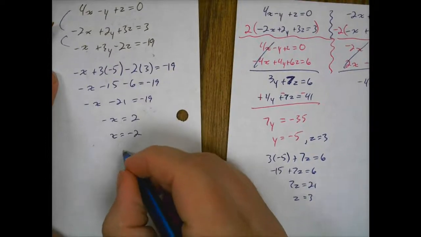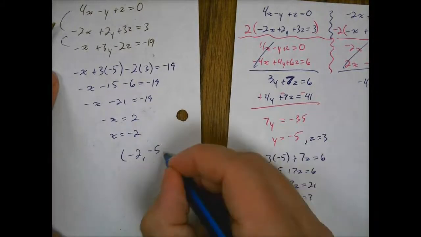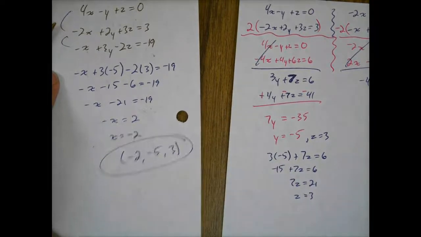And write this as a beautiful ordered pair where we have x, y, z in order. And it's not an ordered pair, it's an ordered trio.